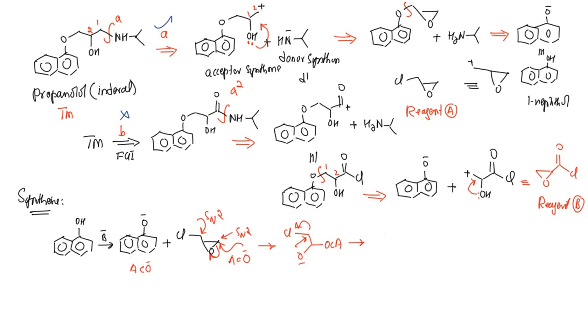Therefore we will get an epoxide like the above molecule. Let me number first. So I will get this product right over here. And finally this product is reacted with isopropylamine, which will react at this position again via an SN2 reaction, and we will get the target material. So this is how we can synthesize propranolol.